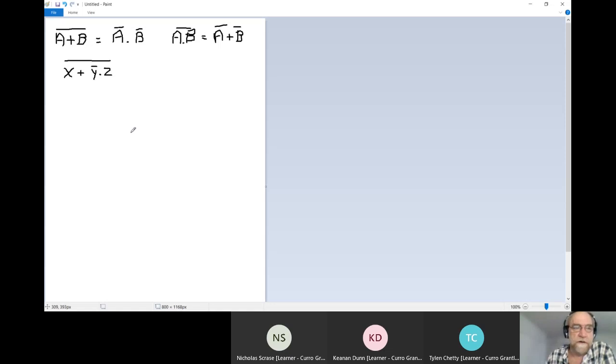Or you can use my method, it doesn't really matter. Okay, so I'm going to negate this. So let's say that is equal to what? Right, so the rule is break the line, change the sign. So I'm going to end up with x, the plus changes.